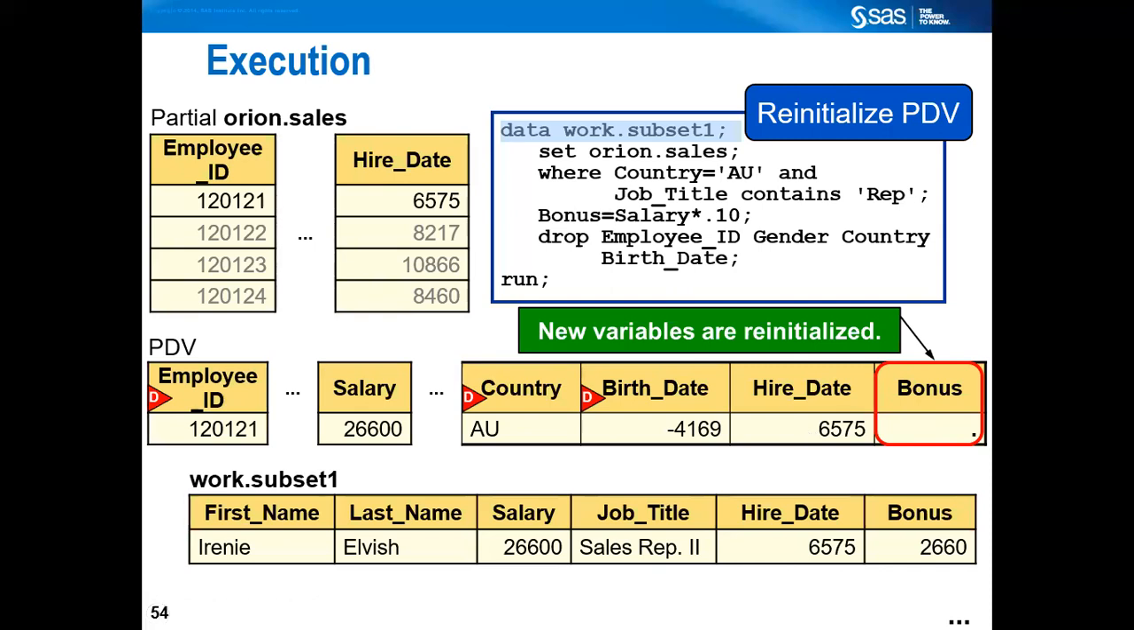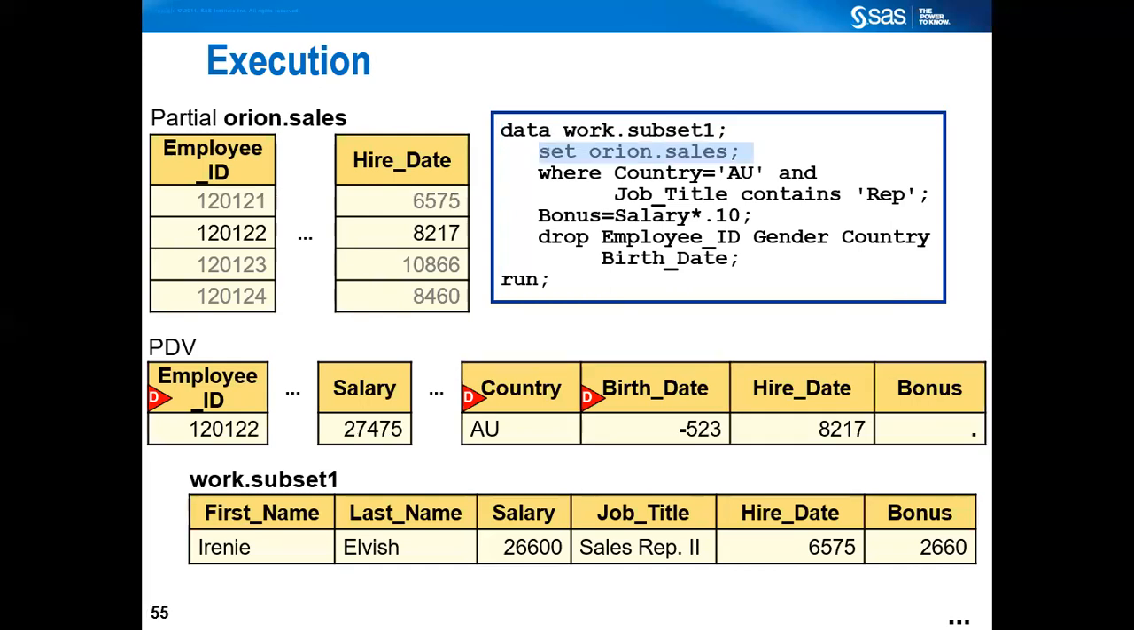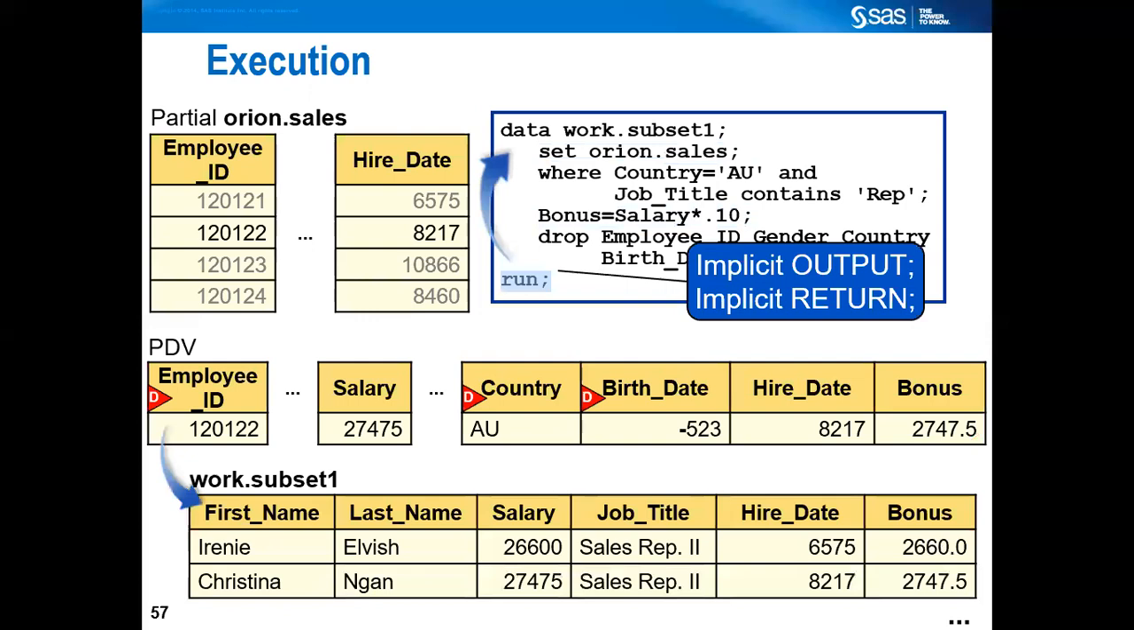Hence, in the next cycle of the data step, when the set statement is encountered, SAS will read the next observation which is true for this criteria. Only those observations are processed. When bonus is hit, it will calculate bonus for the second observation. And when run is encountered, implicit output, implicit return. So like this, the data portion keeps accumulating by reading every row from input data. So this is how the data portion gets accumulated.